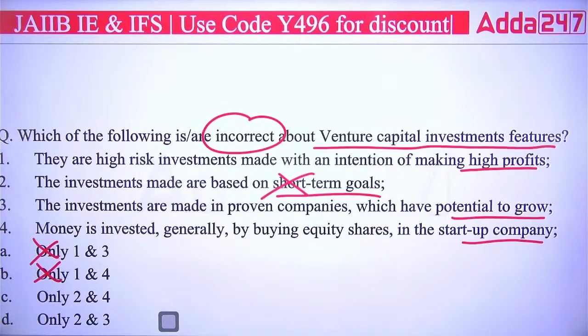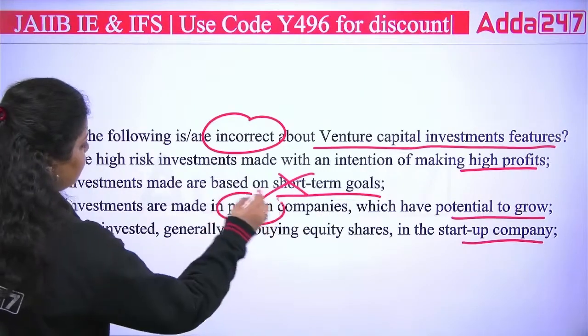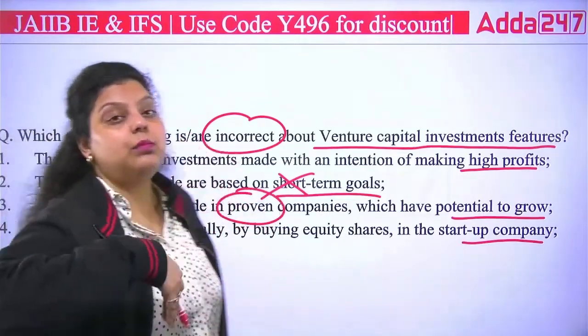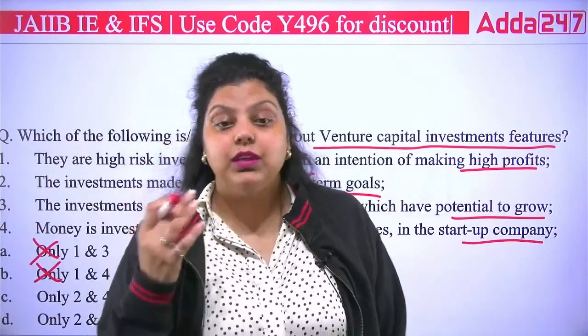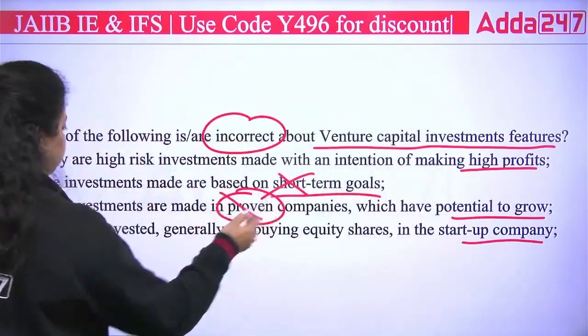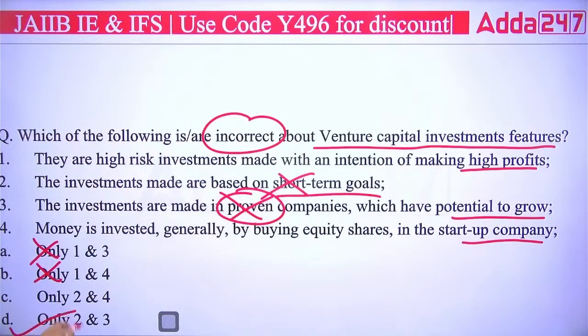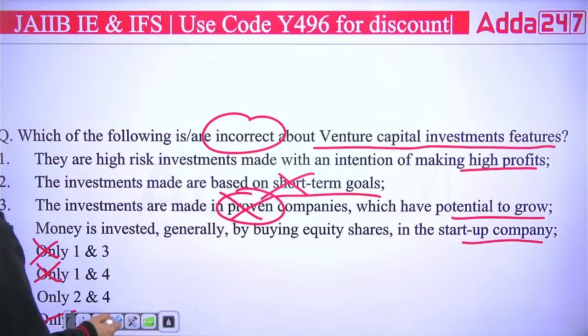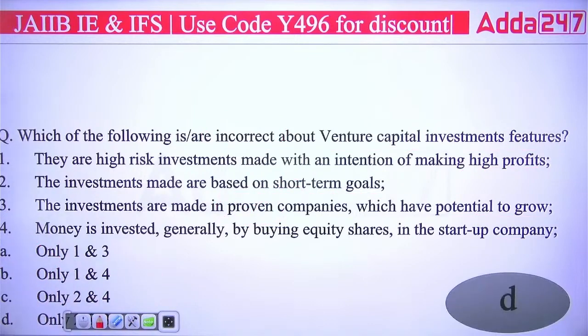Now the third one is saying their investments are made in proven companies. No, they are unproven companies. They are startups. They have not started doing business yet. So it means third is also wrong. So the right answer will be D, only second and third wrong. It means you can say the first and fourth are correct. So the right answer will be what? Only second and third. Clear?